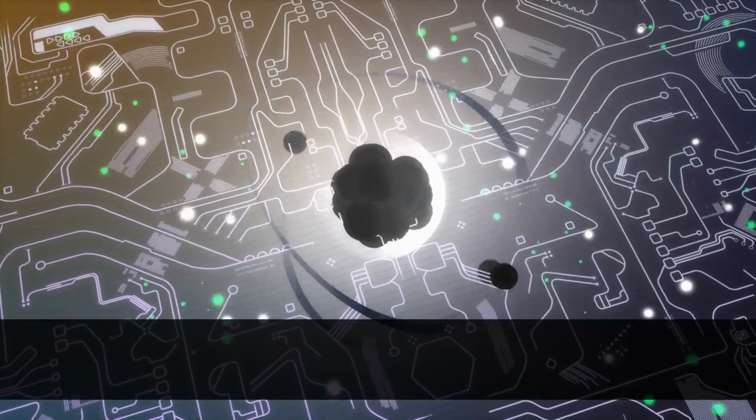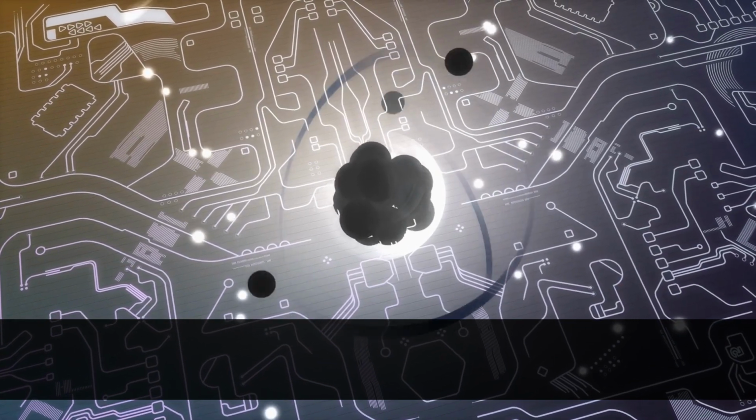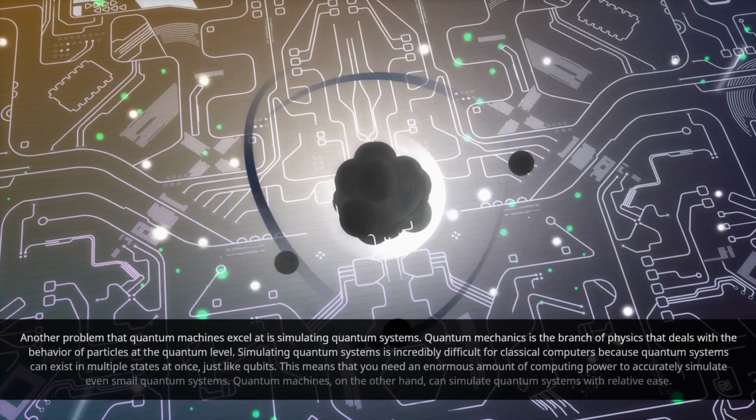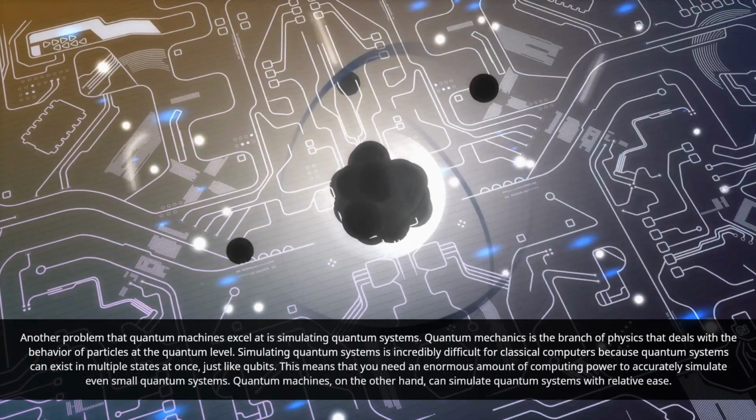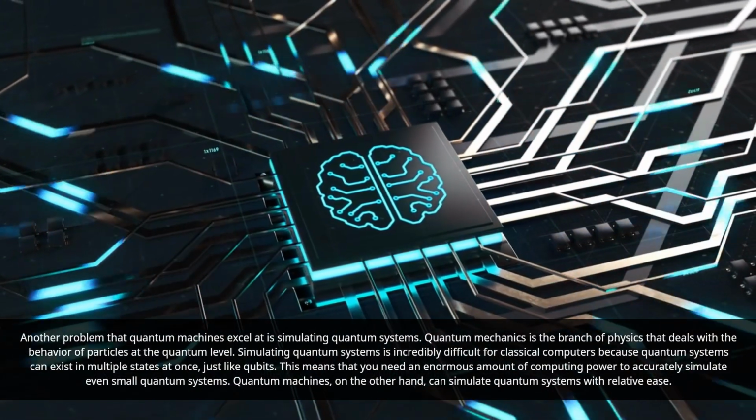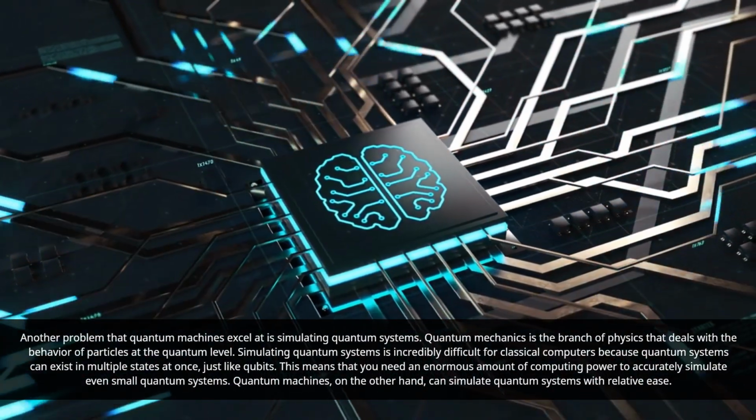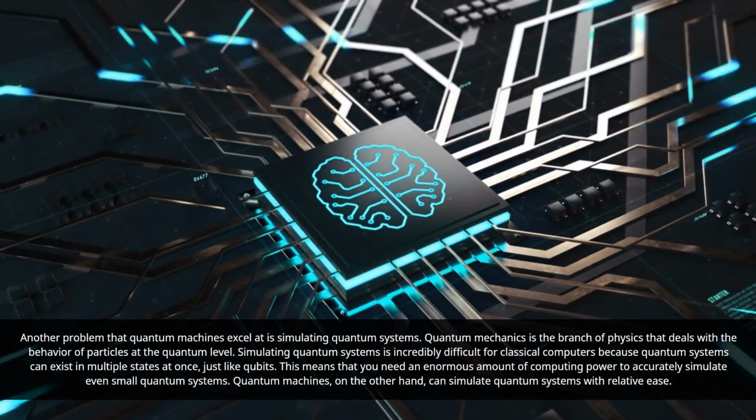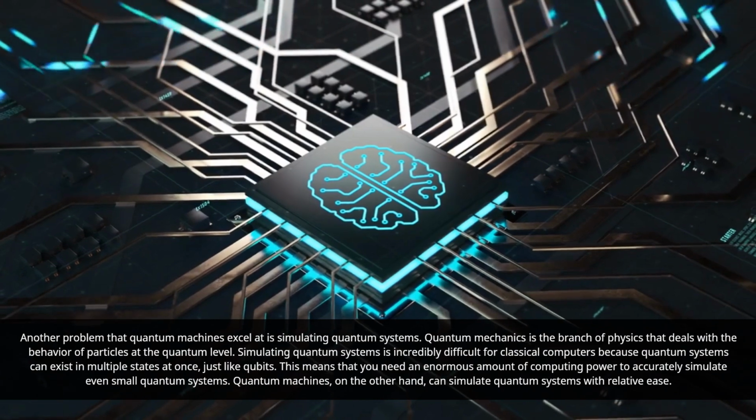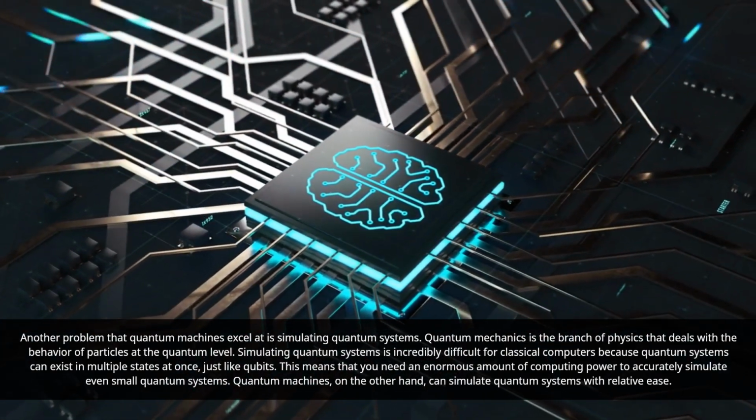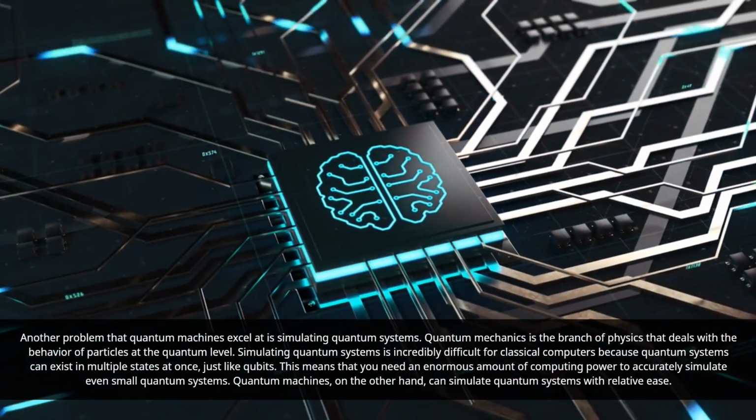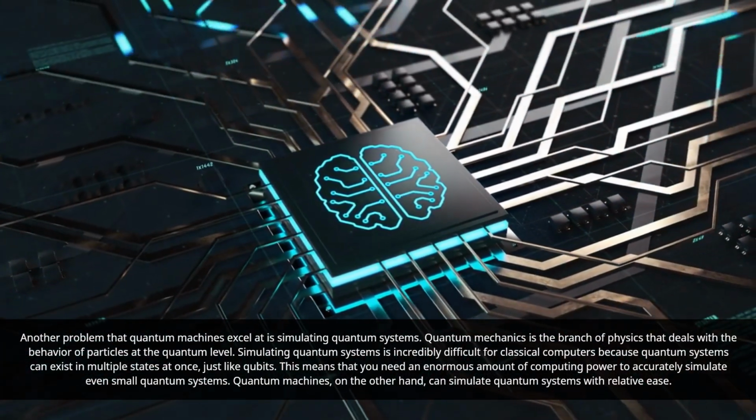Another problem that quantum machines excel at is simulating quantum systems. Quantum mechanics is the branch of physics that deals with the behavior of particles at the quantum level. Simulating quantum systems is incredibly difficult for classical computers because quantum systems can exist in multiple states at once, just like qubits. This means that you need an enormous amount of computing power to accurately simulate even small quantum systems. Quantum machines, on the other hand, can simulate quantum systems with relative ease.